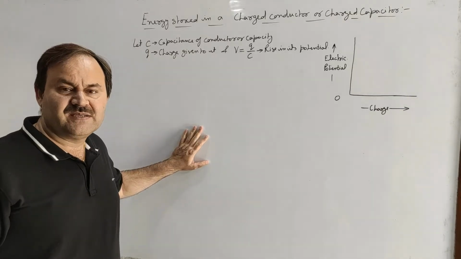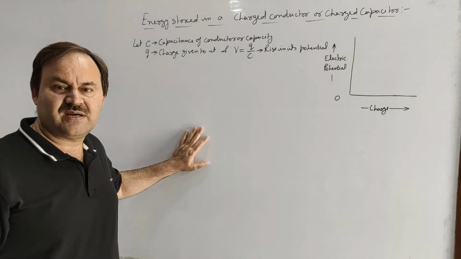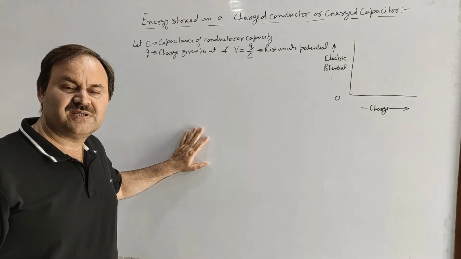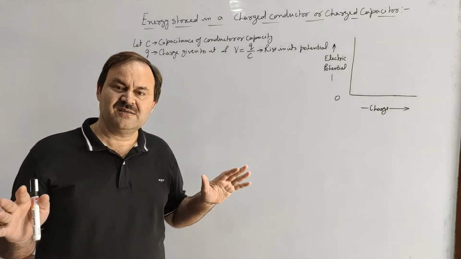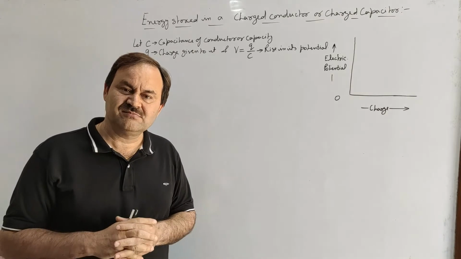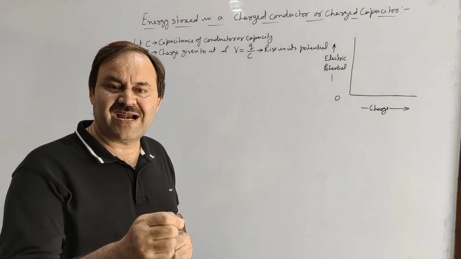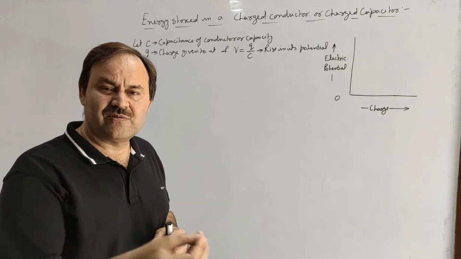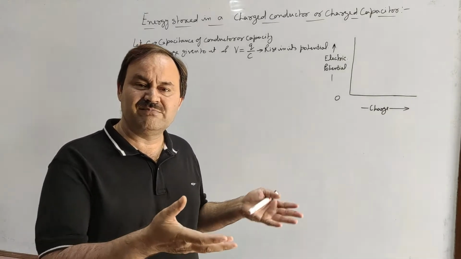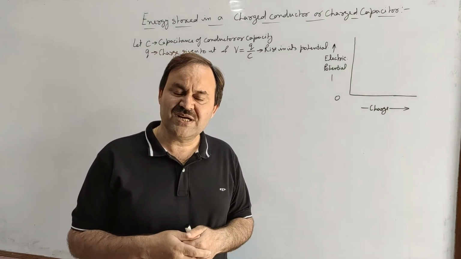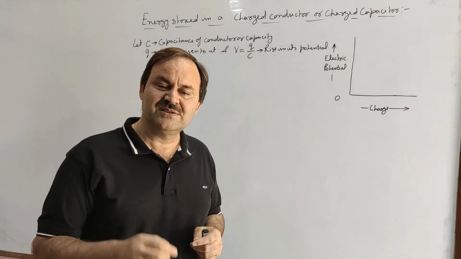Now we will determine electric potential energy stored in a charged conductor or in a charged capacitor. When a conductor or a capacitor is charged, either we will be continuously giving electrons to it or taking electrons from it. Say we are making it positively charged, it means we are taking electrons from it.